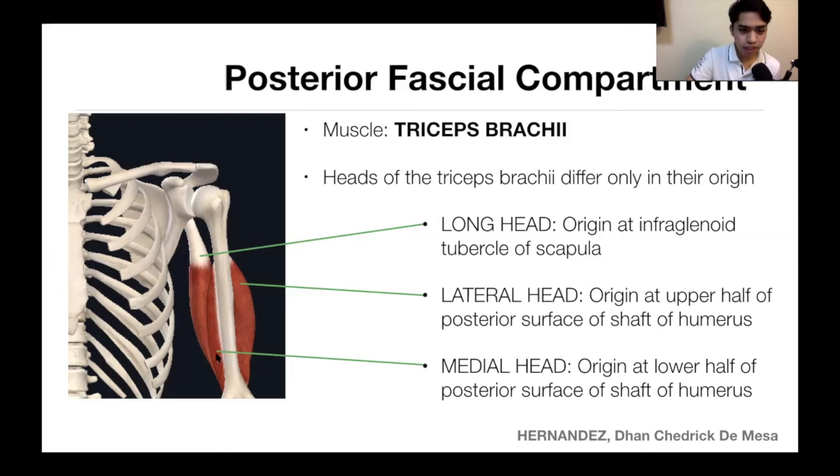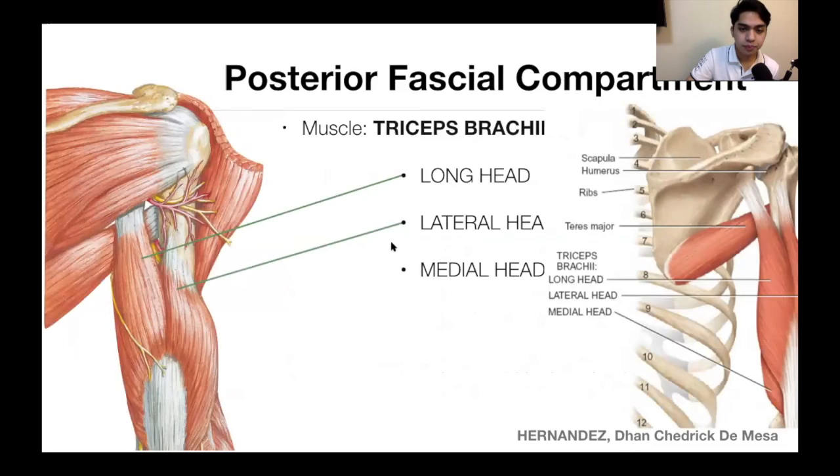there's some difficulty in showing because it originates at the lower half of the posterior surface of the shaft of the humerus. So medyo taklob siya nitong lateral head dito. Okay. So ito siya in the illustration of Netter. Hindi mapakita ang medial head niya kasi natakloban. Okay, so this is the posterior portion. This is the long head, and then the lateral head. Okay, natakloban yung lateral head.